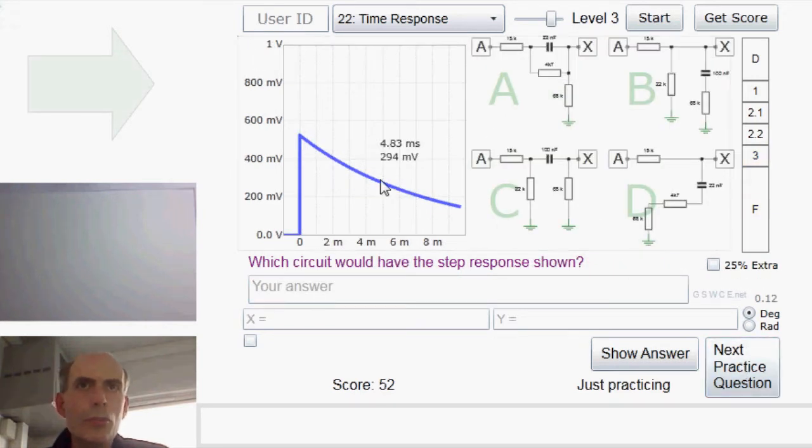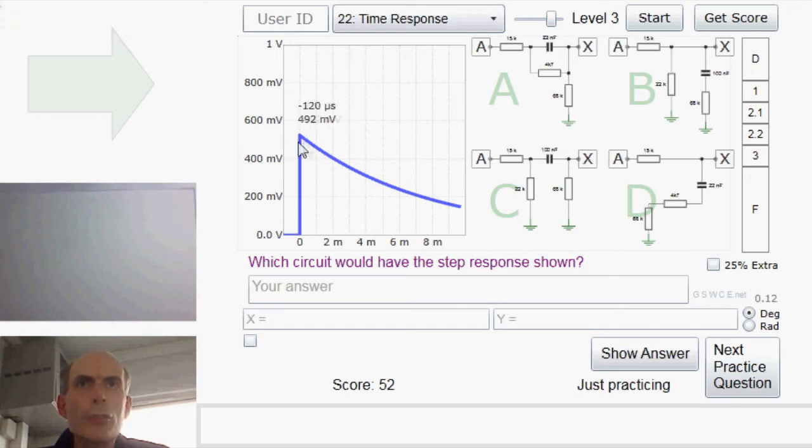Okay, this one. You can see it has a step up at time t equals 0, which suggests there is a capacitor between the input A and the output X, and it then decreases down, heading down towards 0. And that suggests that at very long times we're going to get effectively nothing out at all. Now, let's have a look. Well, let's concentrate on how high this initial step is first. It's just over halfway, just over the 500 millivolt mark.